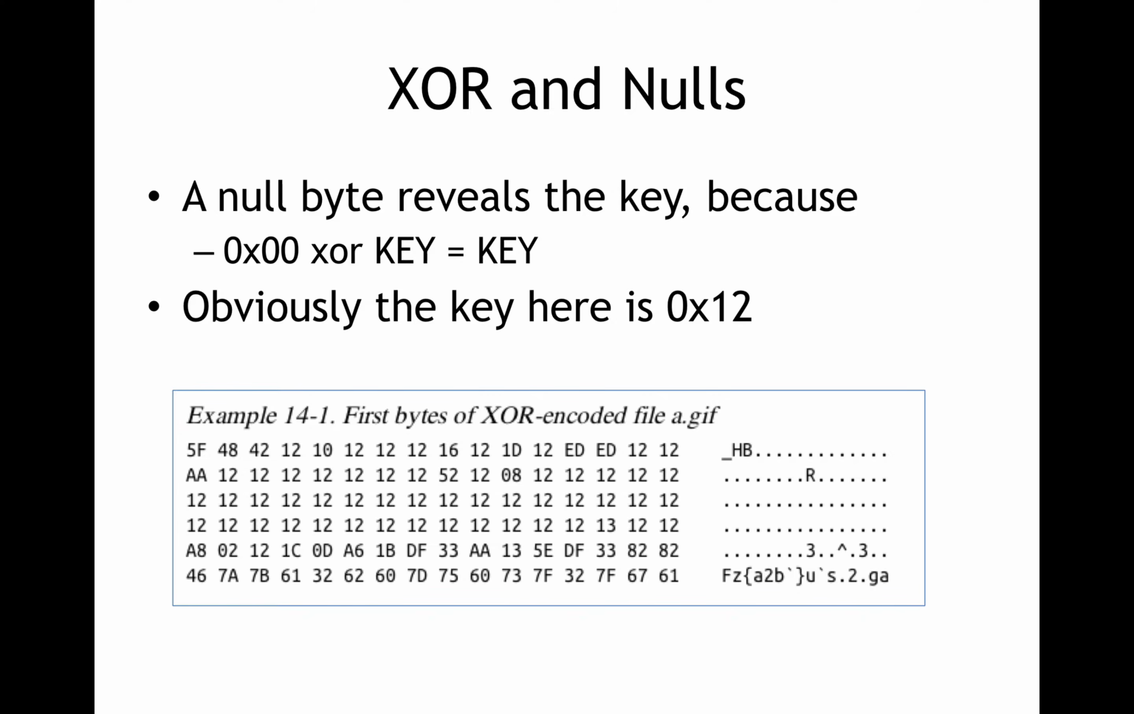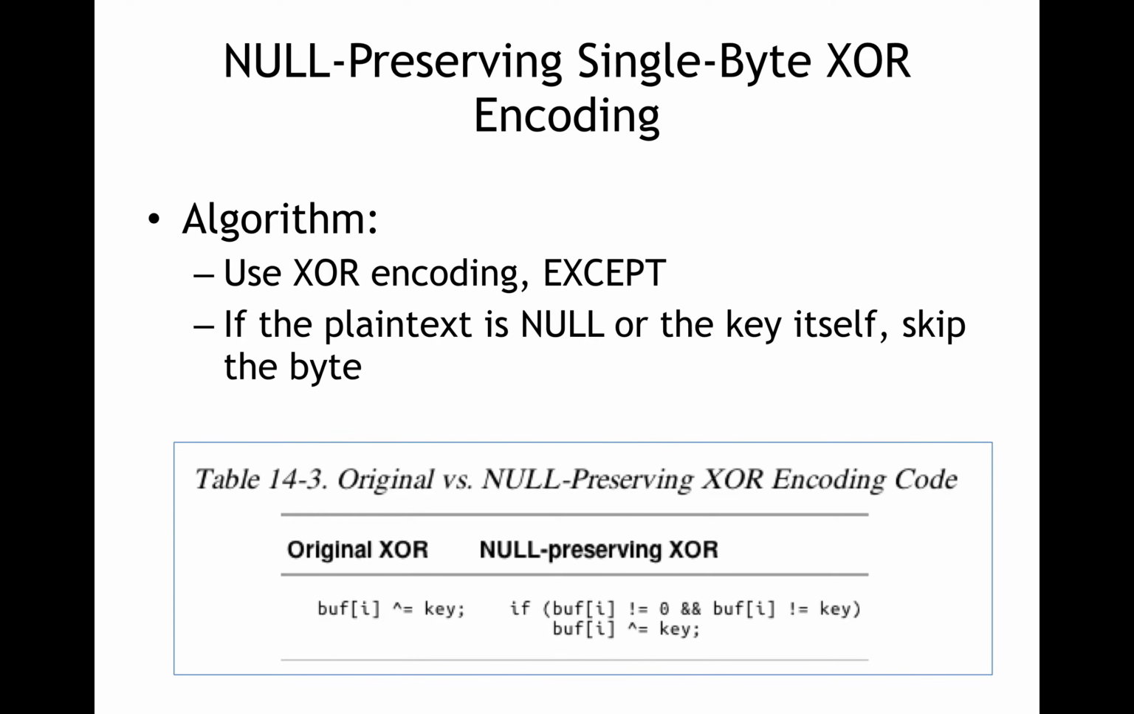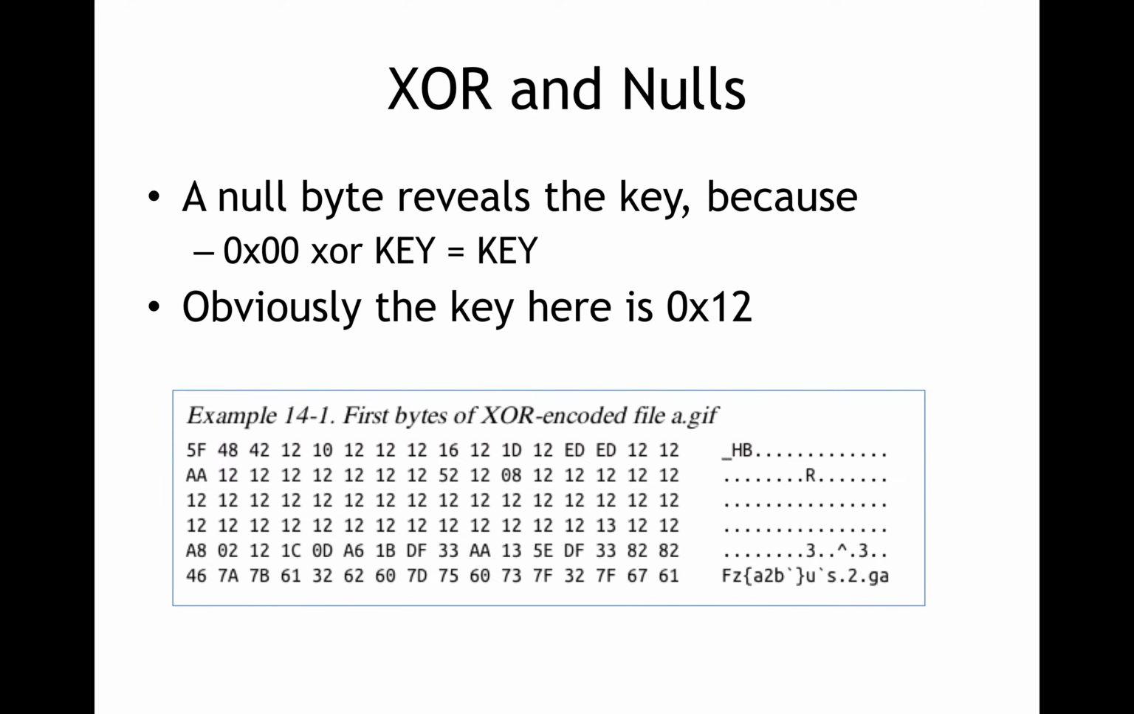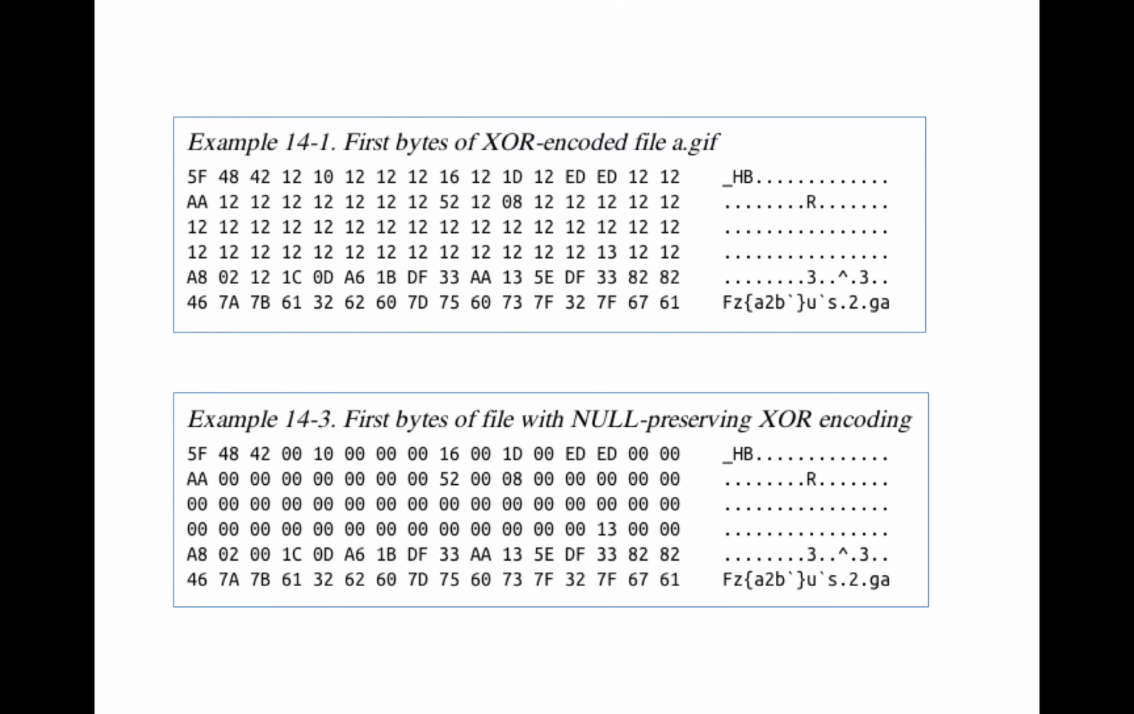So what people actually use in malware frequently is null-preserving single byte XOR encoding, which is where you use XOR, but there are 2 bytes you don't change, zeros and the key. So you leave the zeros alone and you leave the bytes that are equal to the key alone, and you XOR all the rest. So that algorithm will make it less blatantly obvious what the key is. The zeros will just remain zeros. So that's one kind you'll commonly see.